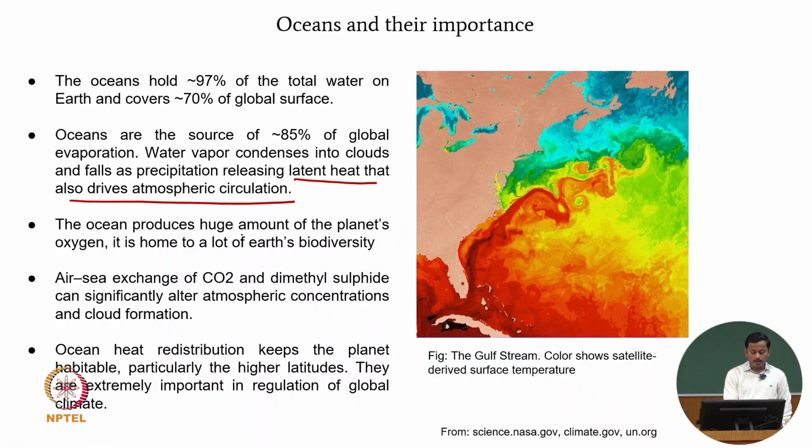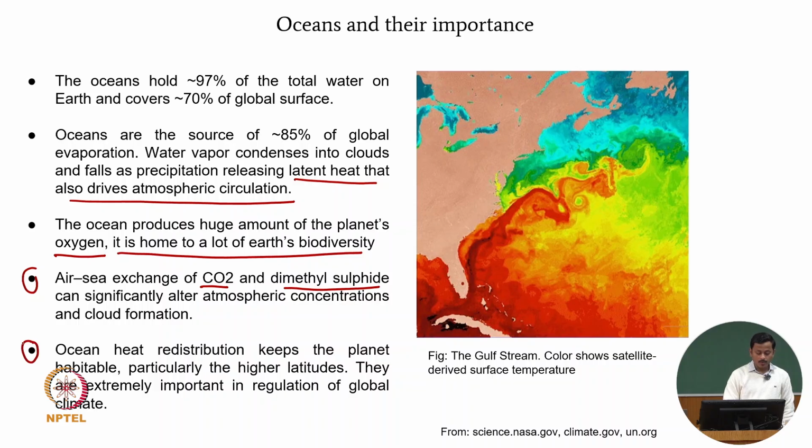The ocean produces a huge amount of the planet's oxygen. This makes life possible on Earth, and hence it also supports a lot of Earth's biodiversity. The air-sea exchange of carbon dioxide and dimethyl sulfide can significantly alter atmospheric concentration and cloud formation. The ocean is not a passive entity which is just sitting there. It is actively talking to the atmosphere above it. And how is it talking? By air-sea exchange of gases, which affects the atmosphere.